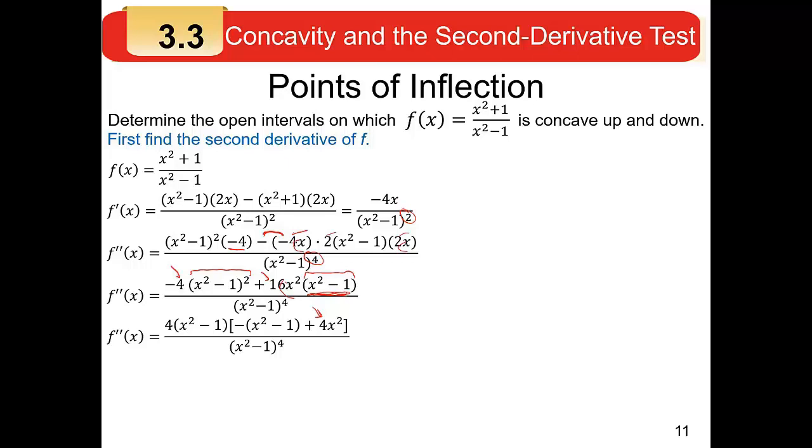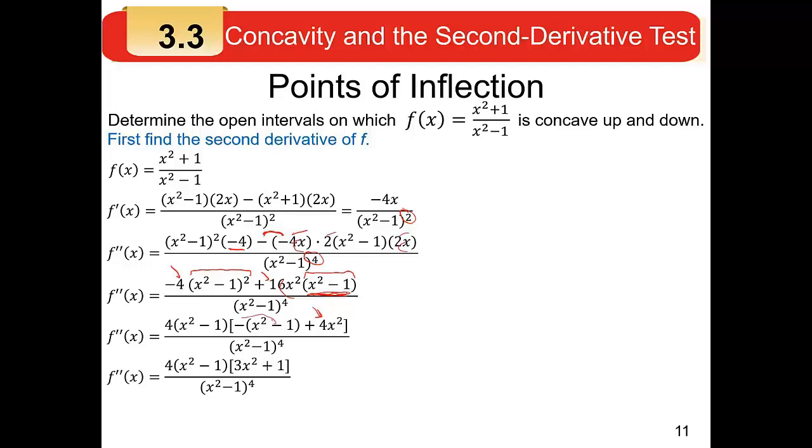Be very careful here. And if you distribute that minus sign, you get a minus x squared, but then you've got a plus 4x squared, so that's going to be minus x squared plus 4x squared will be 3x squared, and that minus a minus makes a plus 1. You have to be really careful. Look closely and practice.